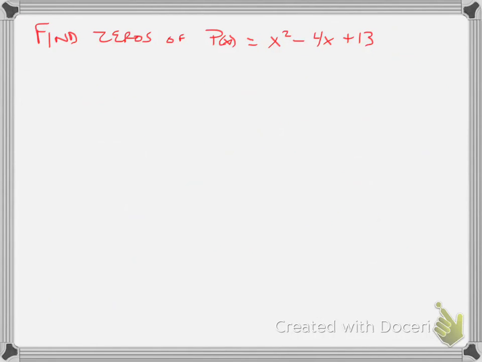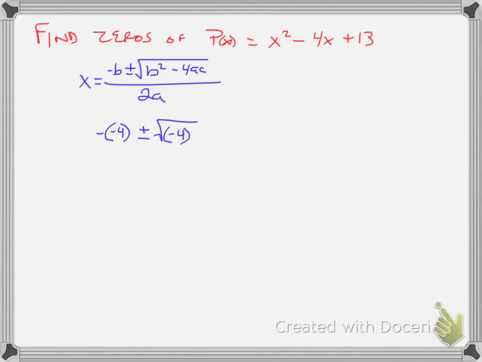And so if I'm trying to find the zeros of this polynomial, you can first check to factor, but notice nothing's going to multiply to be positive 13 that adds to negative 4. So what I'm going to resort to then would be to use the quadratic formula. X equals negative b plus or minus the square root b squared minus 4 times a times c all over 2a. So my b is negative 4, so that's going to be negative 4, or the opposite of 4, plus or minus the square root of negative 4 squared minus 4 times 1 times 13 all over 2 times 1.